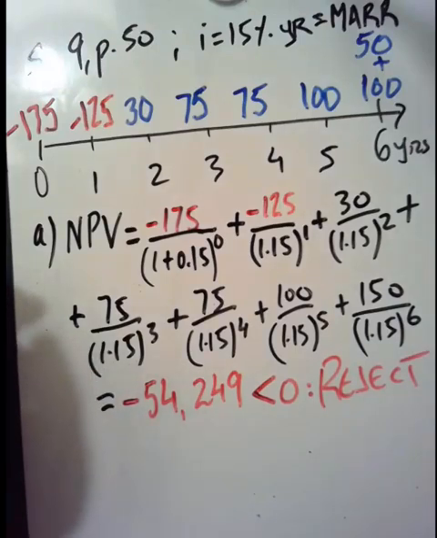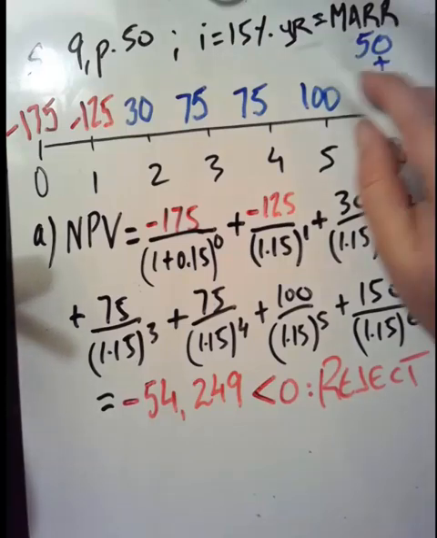Now part B is asking us for the internal rate of return, given that the minimum acceptable rate of return is 15%.